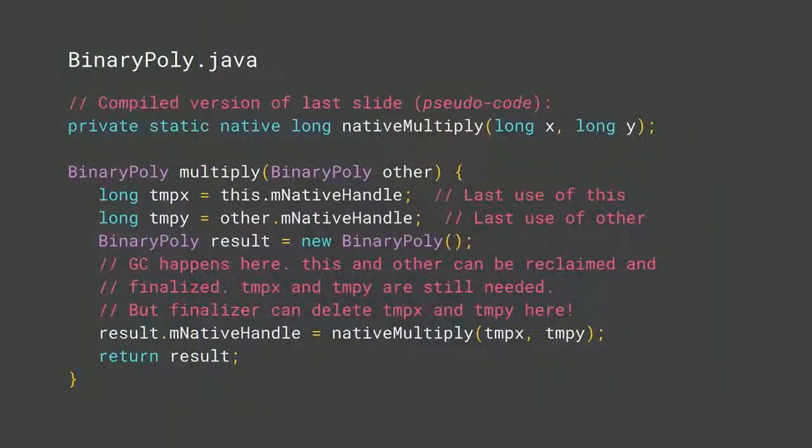What then happens is that when we call native multiply, we don't need the objects anymore, but we still need the native handles. But now the native handles have been deallocated. So in fact, I'm accessing objects that are no longer around. This is allowed by the Java language specification, and is something that has been seen on rare occasion in the wild, but it doesn't happen very often.